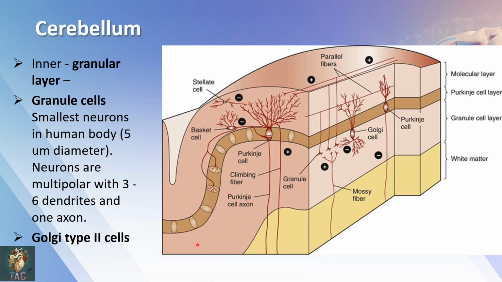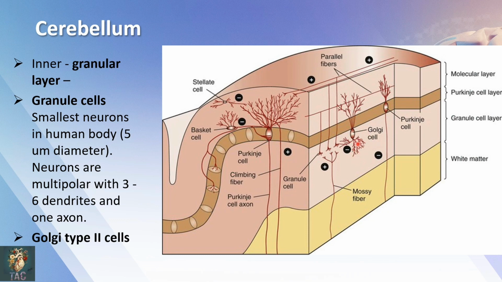Next is the inner granular layer, and this inner granular layer has two types of cells. Most abundant of these are the granule cells. These are the smallest neurons in the human body, having a size of about 5 micrometer diameter. These neurons are multipolar with 3 to 6 dendrites and one axon. So here you can see many dendrites, 3 to 6 dendrites of these granule cells, and one axon which runs into the molecular layer, divides in a T-shaped manner, and then synapses with the dendrites of the Purkinje cells.